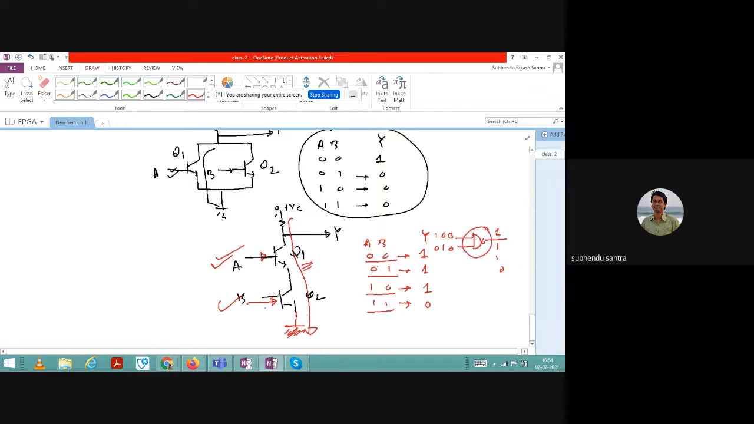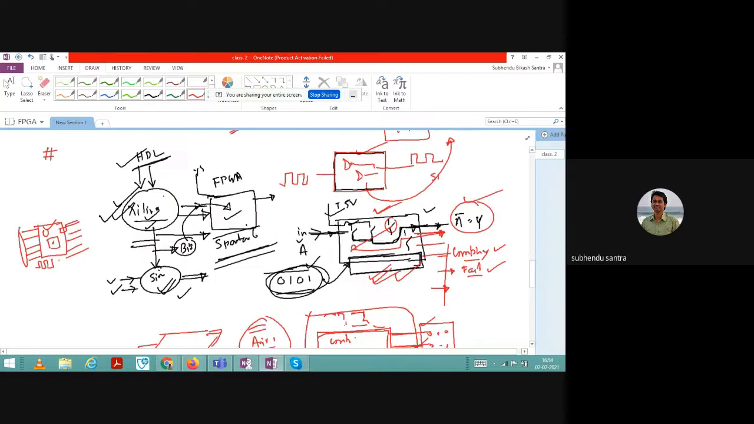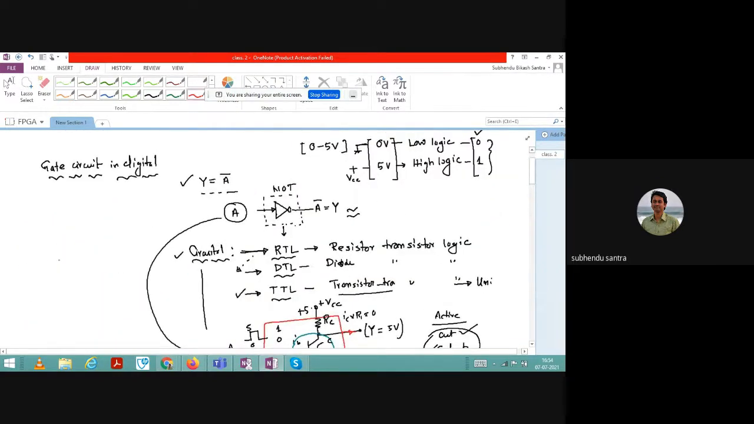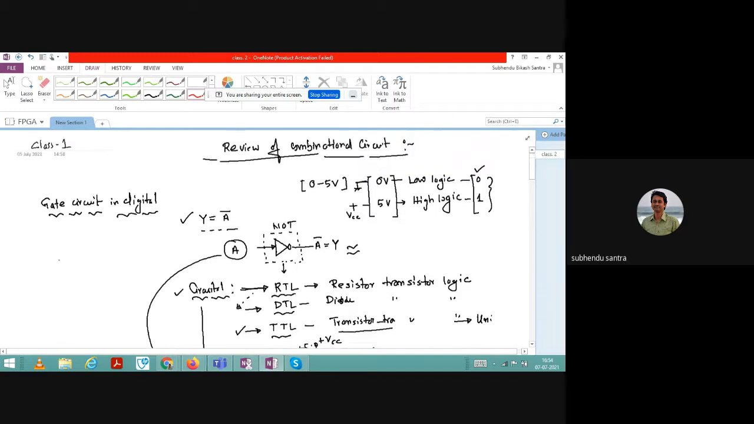So similarly, I request you all, you can try to design your XOR gate using transistors, or maybe an XNOR gate. Okay, you try, otherwise I will help you. So basically, today was a brief of how these gate circuits work and the importance of FPGA, and a basic combinational circuit review.